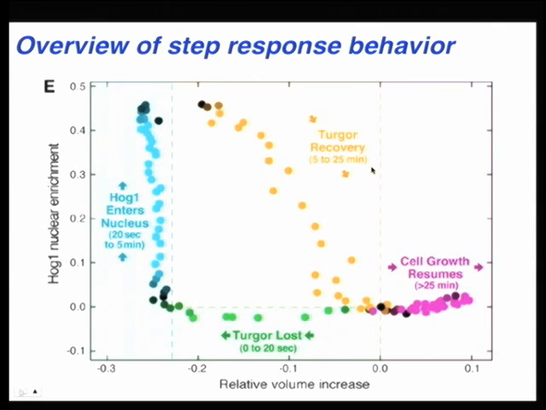And then the cells get to a point where the pressure gradient is good enough that the Hog level is 0 again, and they actually start growing.